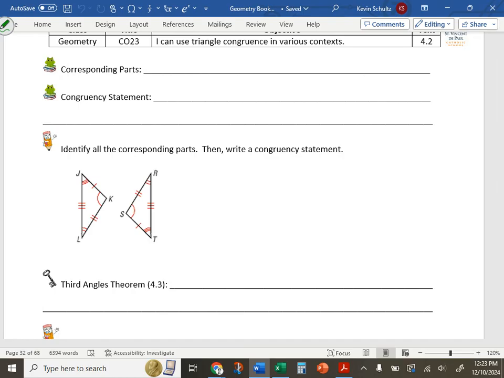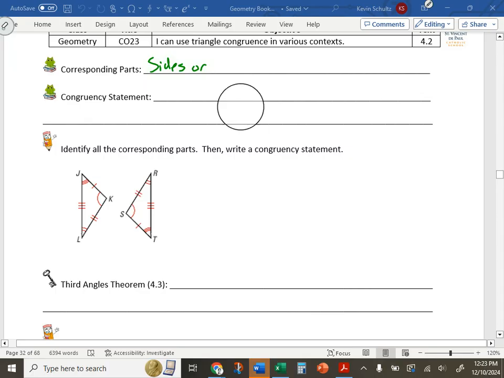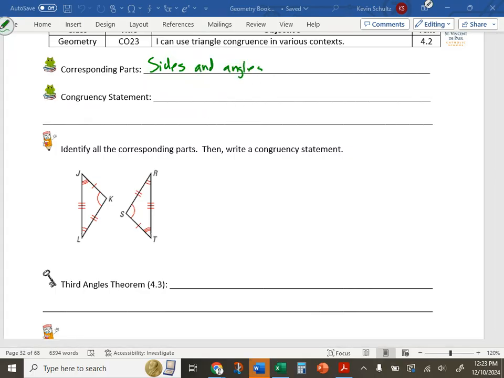And corresponding parts are sides and angles. Sides and angles. And this is a very elementary definition, but I think we're going to start with this here. Sides and angles that match up between two shapes. Okay? Sides and angles that match up between two shapes. We'll get a little more technical than that, but I think this is a pretty good place to start.